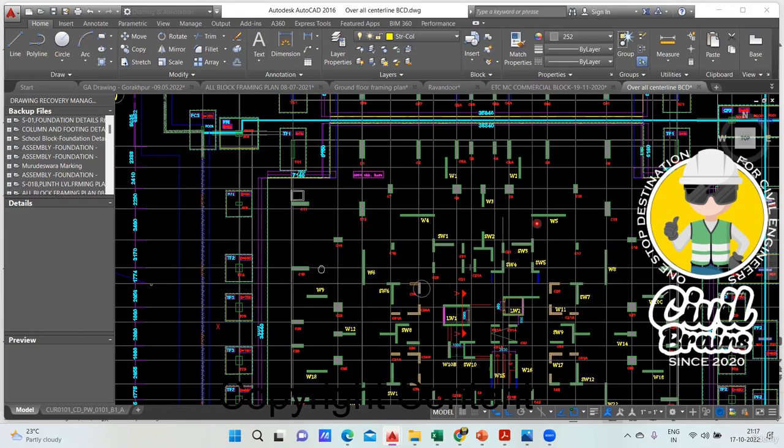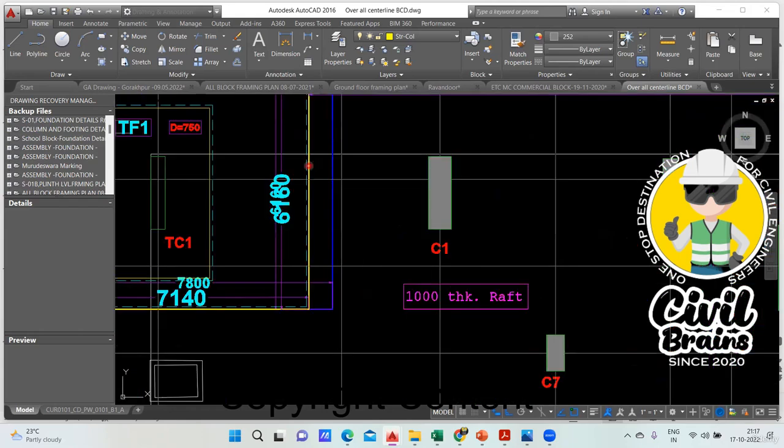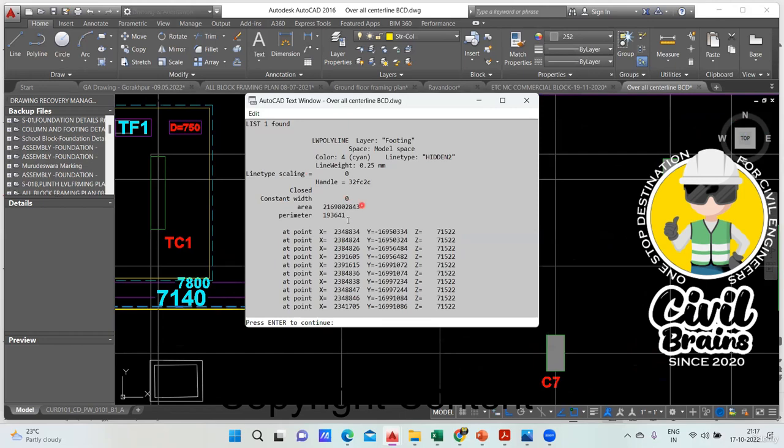Since it's an irregular shape, I'll select here, I'll say Li and enter. So perimeter is 193641. So this you have to divide by 1000. Okay, why 1000? Because it's in mm and I want to convert this into meter. So I just have to divide it by 1000. That's it.